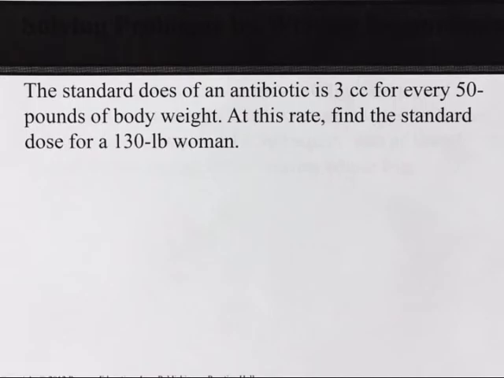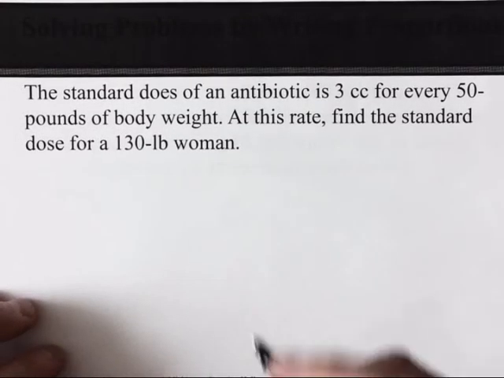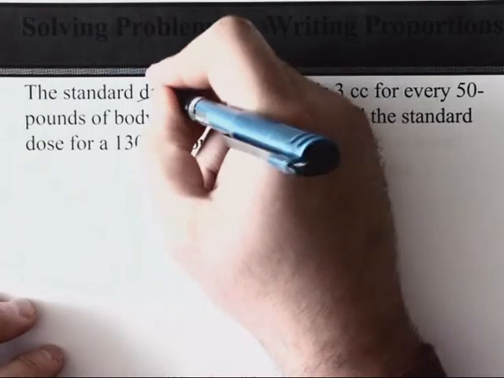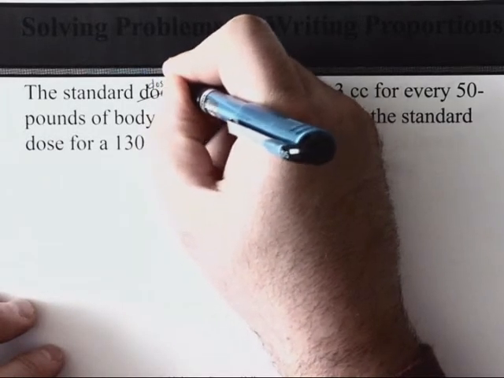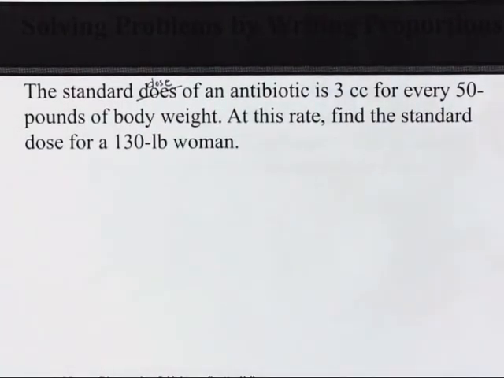So here is another direct application. I believe we've got a misspelling here. It should be dose. So the standard dose of an antibiotic is 3 cc's for every 50 pounds of body weight. At this rate, find the standard dose for a 130-pound woman.